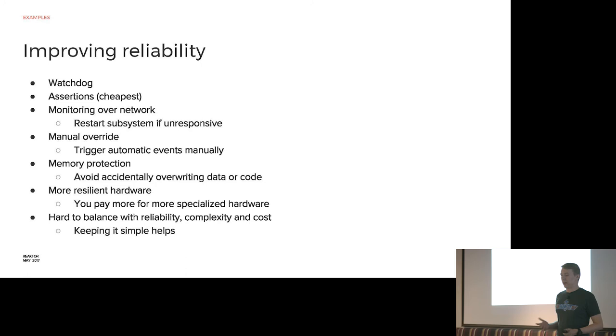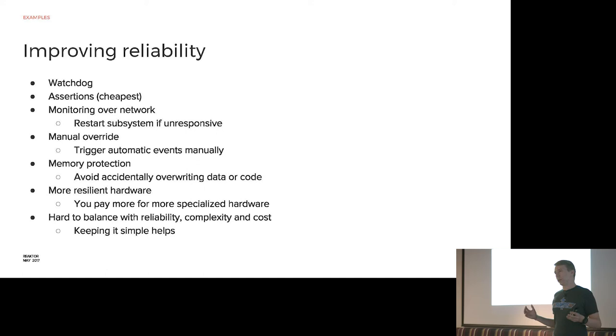So, ways to improve the reliability. A watchdog, many of you probably know, is basically a counter. And if you don't reset it, it will reboot your system. A really cheap way to improve reliability is fail fast. So just put in a lot of assertions. If a pointer is null, if some value is out of scope, just freeze the system, wait for the watchdog to bite, and the whole system resets, and hopefully things get recovered.